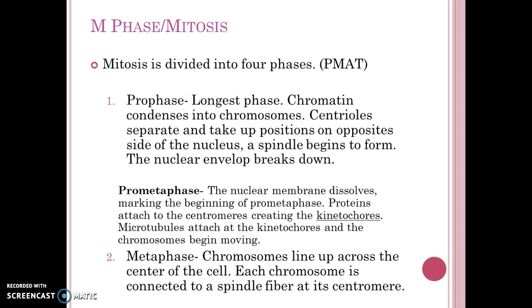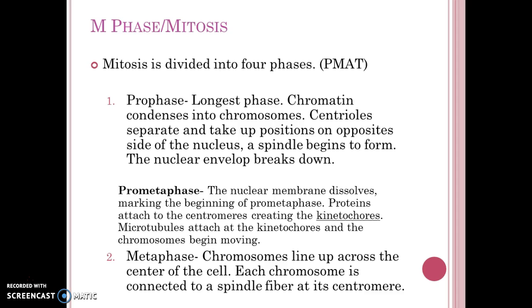Mitosis is normally divided into 4 phases, PMAT. Prophase being the longest phase. Chromatin condenses into chromosomes, centrioles move to opposite sides of the nucleus, and spindle fibers begin to form. The nuclear envelope also breaks down.